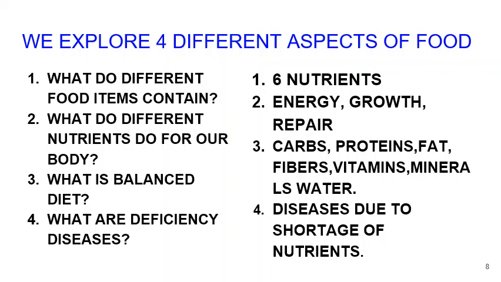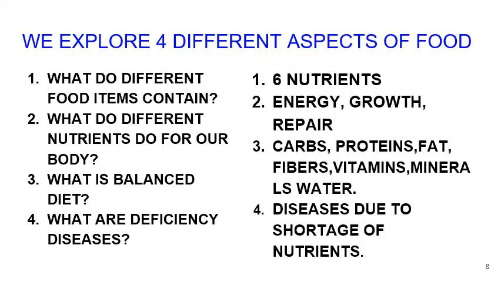Now, the important nutrients we get will be carbs, short form for carbohydrates, proteins, fat. It will contain fibers, vitamins, minerals, and water. That is the balanced diet. If you want to have a balanced diet, you must always have carbohydrates in that, proteins in that, fats in that, fibers from the vegetables. You must have vitamins, you must have minerals and water.